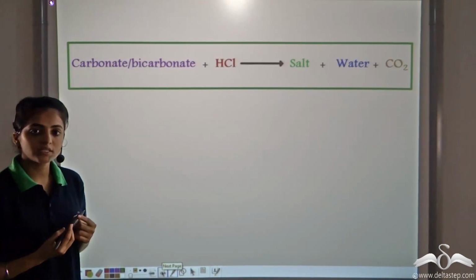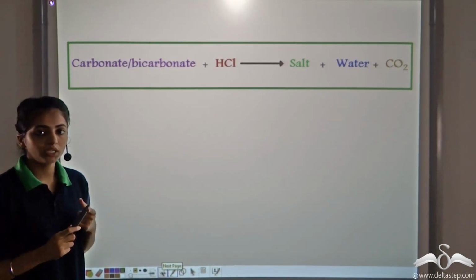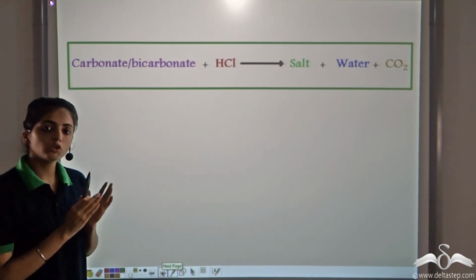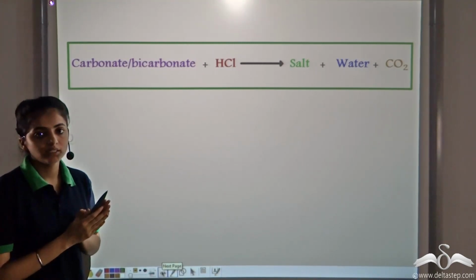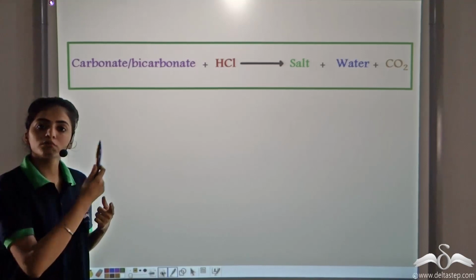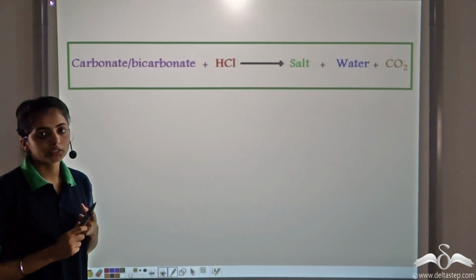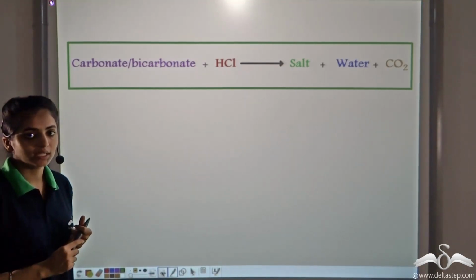So we can generalize this. We have a carbonate and a bicarbonate. Either of the two, when it reacts with an acid, in this case HCl, forms the corresponding salt, water, and releases carbon dioxide gas.